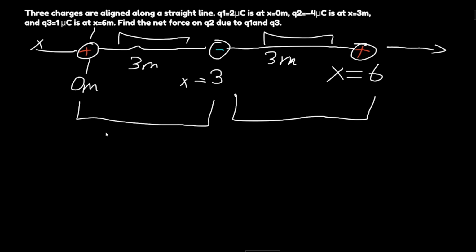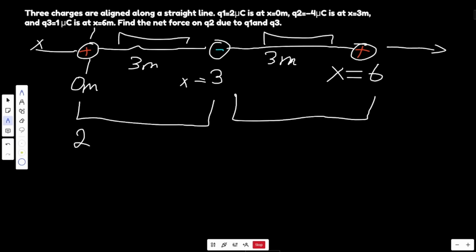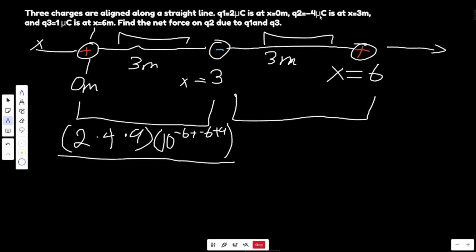They're in microcoulombs, so it's 10 to the power of negative 6 again. So we have 2 times 4 times 9, and we have again 10 to the power of negative 6 plus negative 6 plus 9. Again, this is from the law of exponents. Just imagine that there's a 10 here. This is a shortcut, just so that we can keep our work tidy. Now, we have to divide by the distance between these two charges, so that's 3 squared.